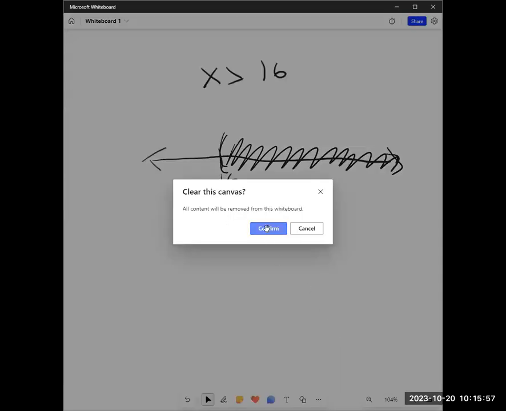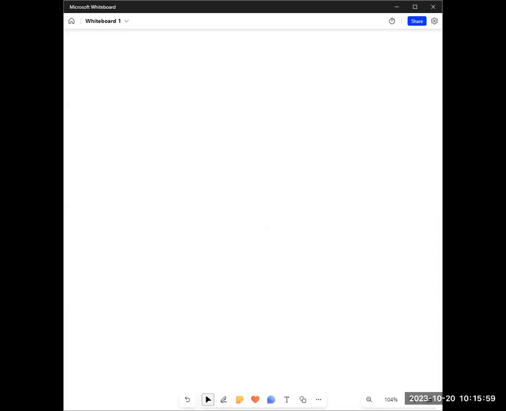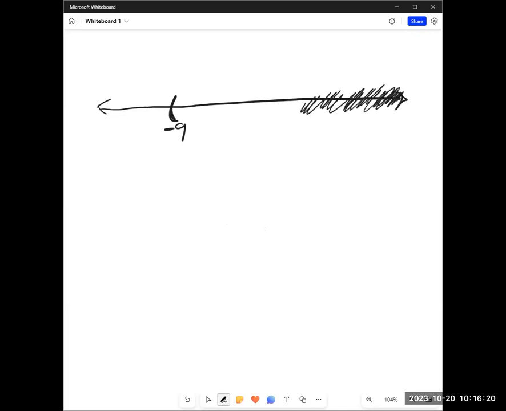And for our last problem here, this is going to be a graph that was given to us, and it has a lower bound of negative 9 that's open, and it has an upper bound here of positive infinity. So they've shaded all this on their number line. They want us to express that in interval notation. So lower bound negative 9, upper bound positive infinity.